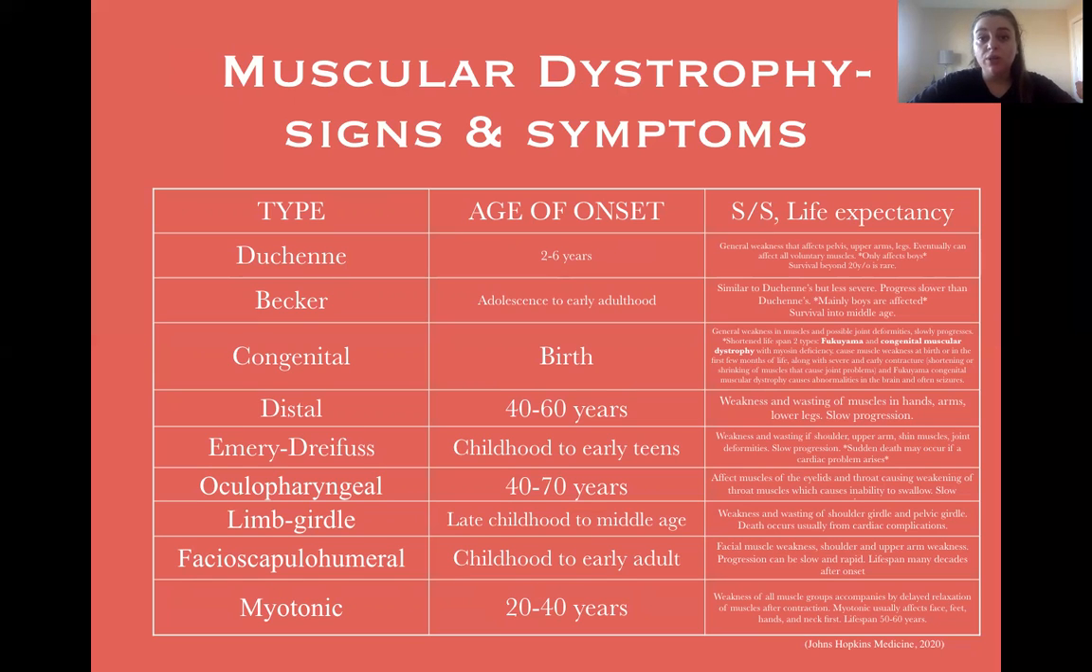Myotonic, so 20 to 40-year-olds are being affected by this MD. So weakness of all muscle groups accompanied by delayed relaxation of the muscles after contraction. Myotonic generally affects the face, feet, hands, and the neck first. And the lifespan is usually around 50 to 60 years old.